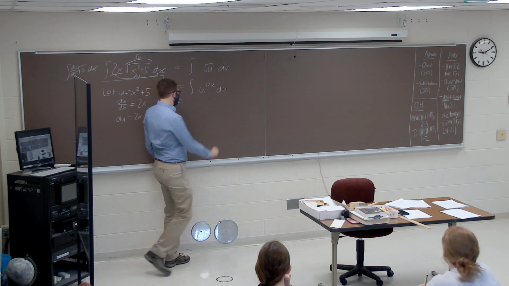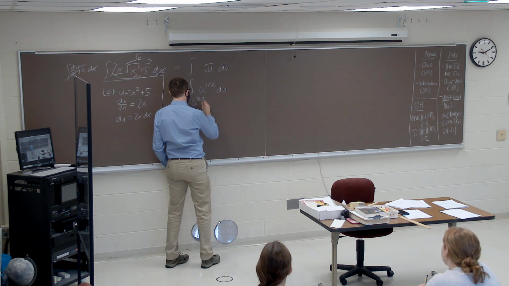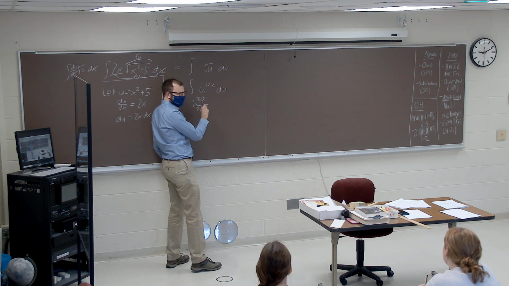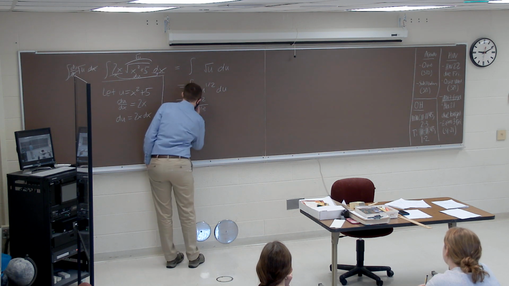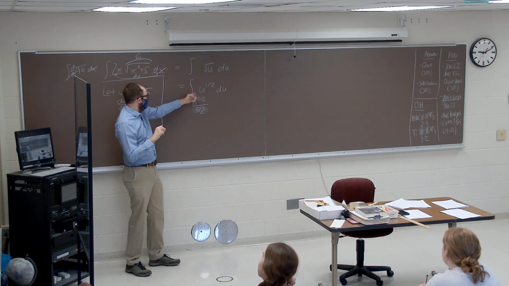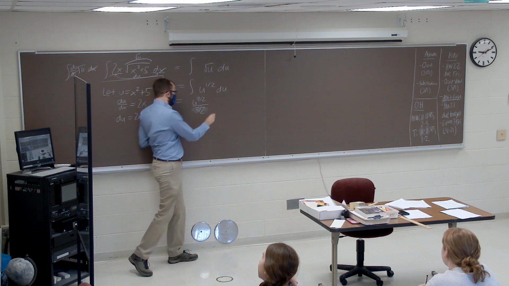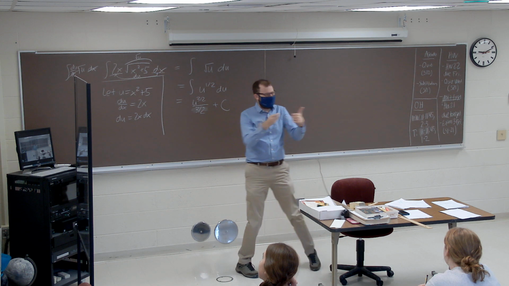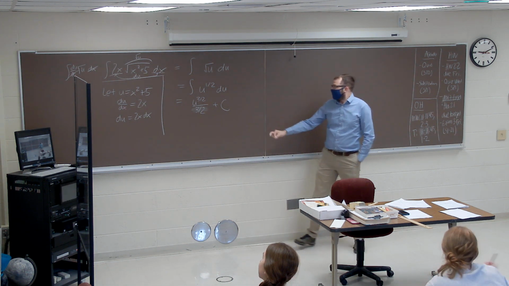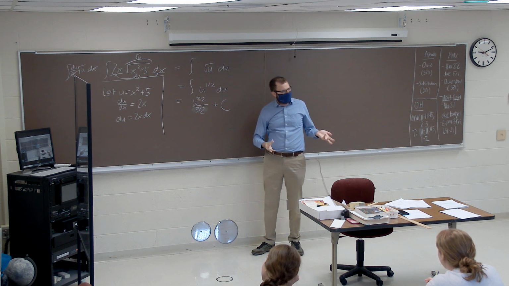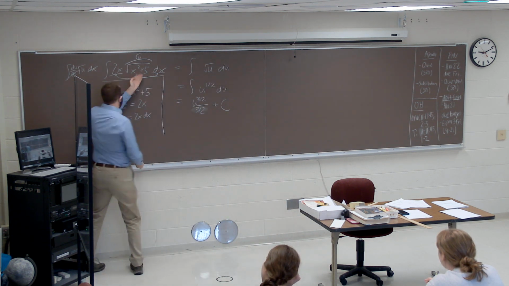U to the 3/2 divided by 2 over 3. No, divided by 3 over 2. Ah, same difference. Well, we have an indefinite integral. Let's see. Teamwork makes the dream work. So, in terms of u, and then in terms of x.